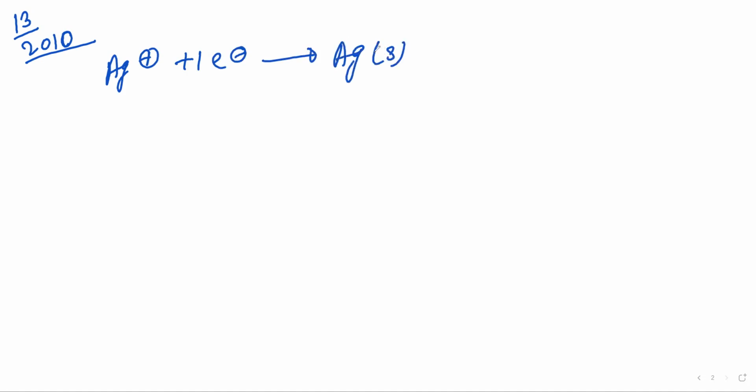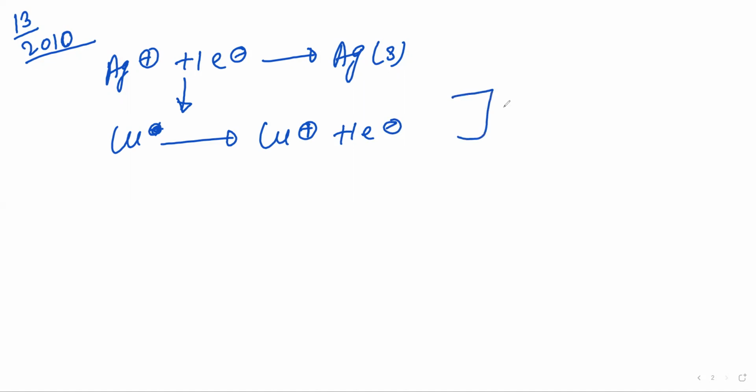Now look at the 13th question, asked in 2010. For the reduction of silver ions with copper metal, standard cell potential is found to be 0.46 volt. Silver ion reduction means gain of electron, forming silver, and it is combining with copper. Copper will lose the electron. The value of the standard Gibbs free energy: you have to calculate delta G naught from this cell potential.